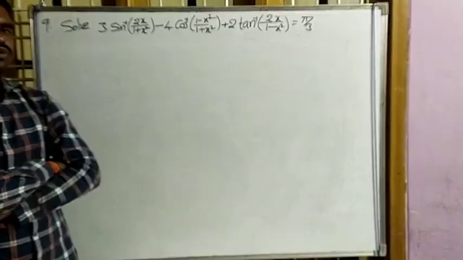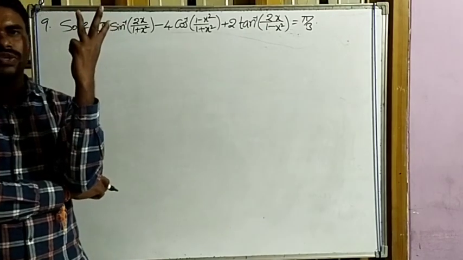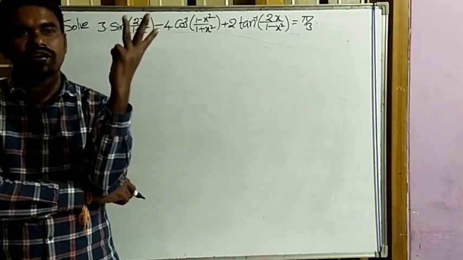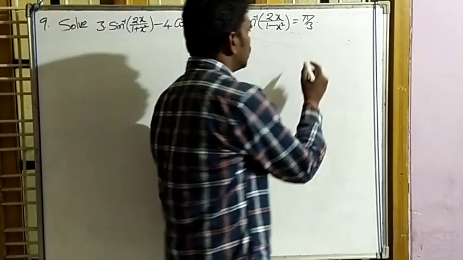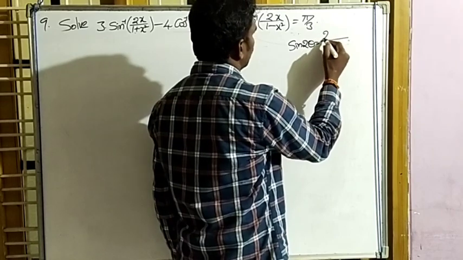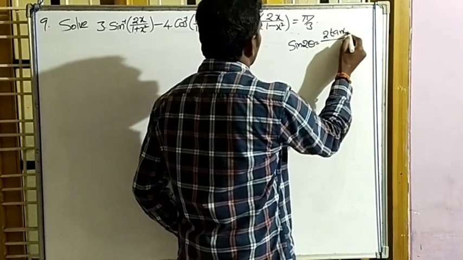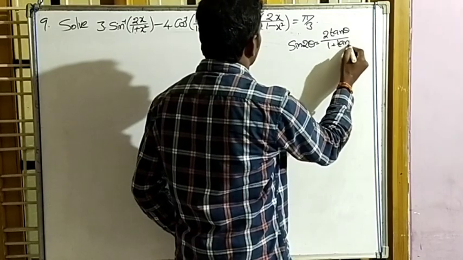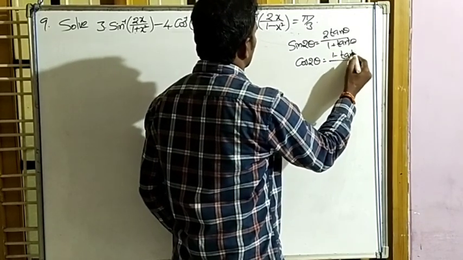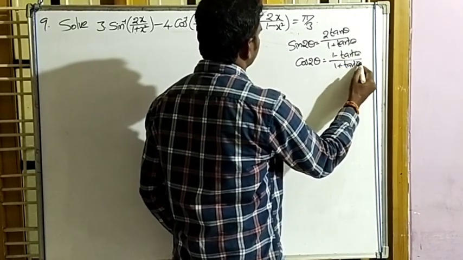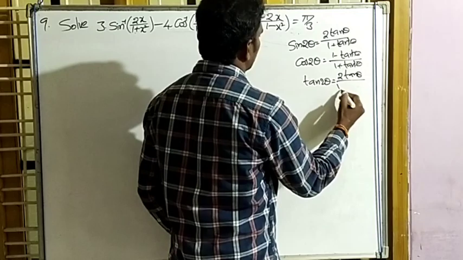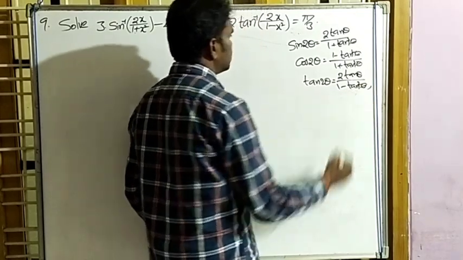Just to revise, there are 3 formulas. Those are the sin 2 theta formula, cos 2 theta formula and tan 2 theta formula in terms of tan. The sin 2 theta formula in terms of tan is 2 tan theta by (1 plus tan square theta), and the cos 2 theta formula is (1 minus tan square theta) by (1 plus tan square theta). The tan 2 theta formula is 2 tan theta by (1 minus tan square theta). These are the 3 formulas.